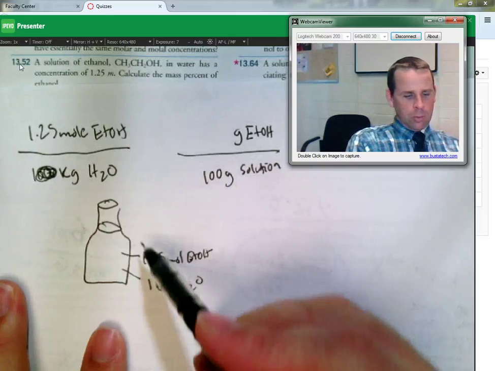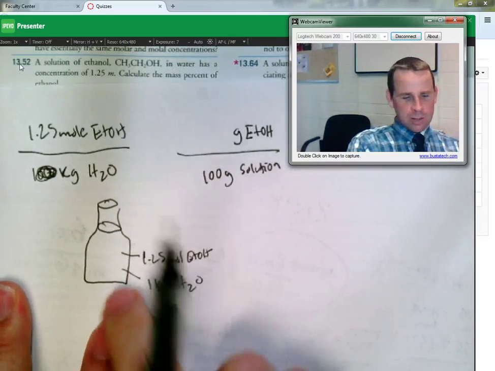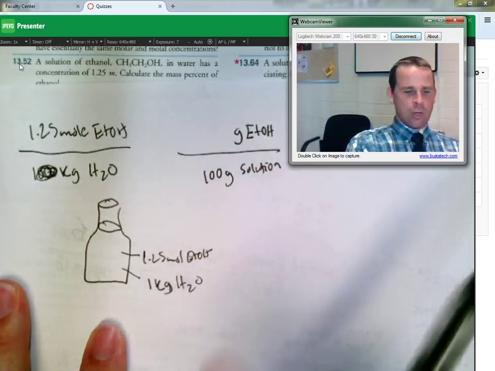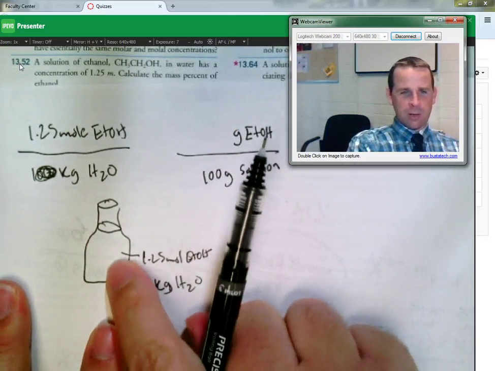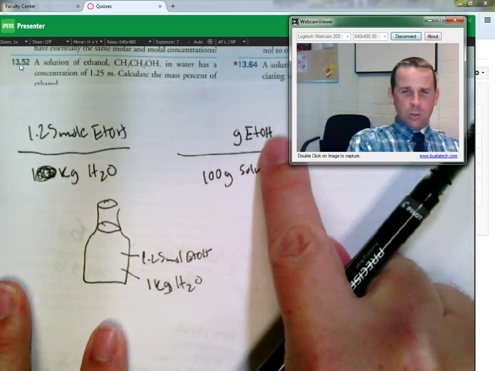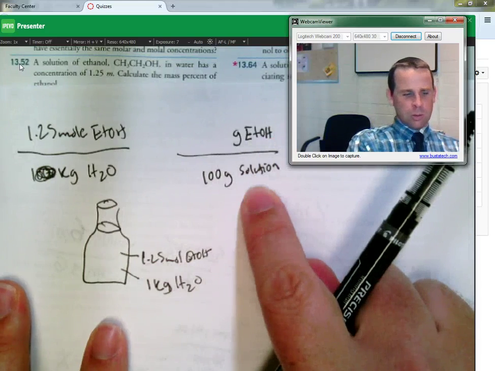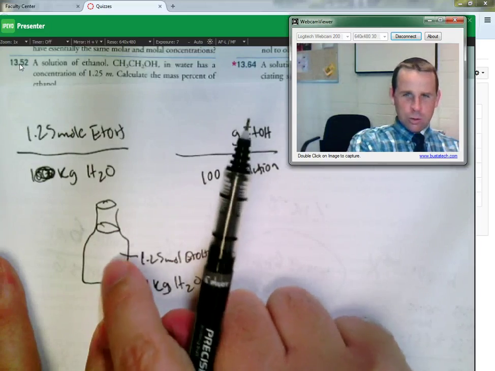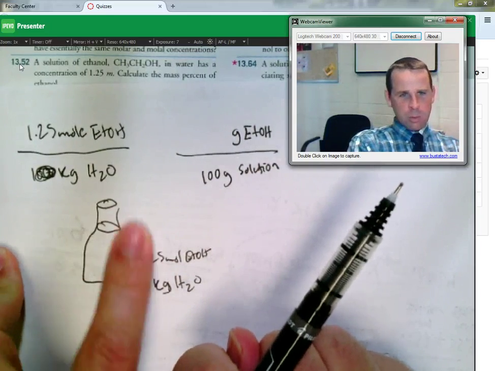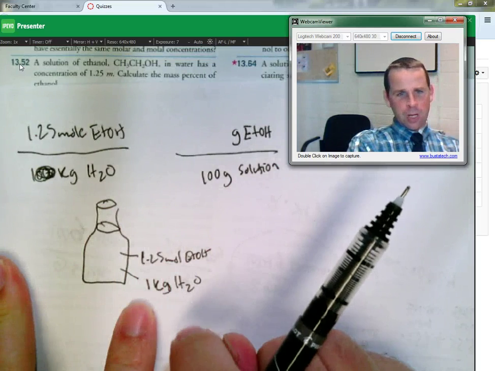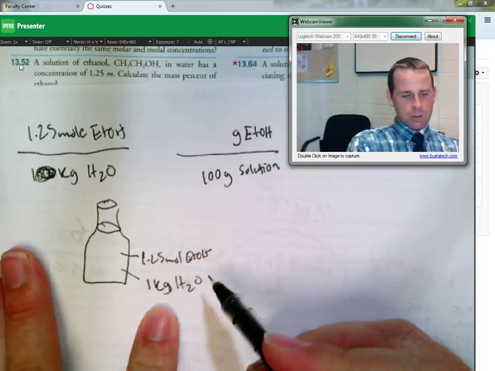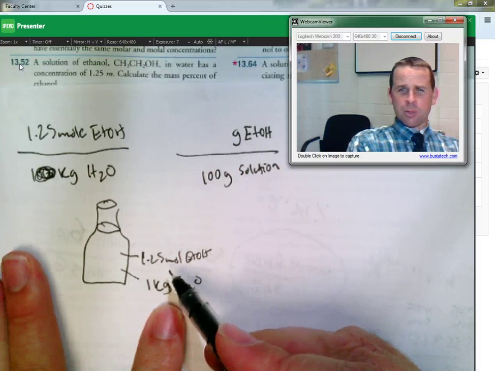Now, we can just fix our attention on this container. If you don't fix it on that container, if you start trying to solve this problem without thinking about that container, then you're going to say, well, you mean how many grams of ethanol for 100 grams of solution? But I don't know how many grams of ethanol for every gram of solution. Well, you do know. You can figure it out because you can just think about this scenario here. All right? So right now I have 1.25 moles of ethanol and 1 kilogram of water.